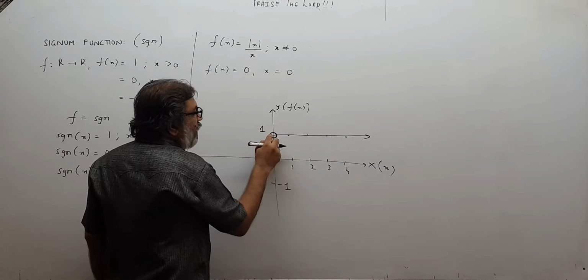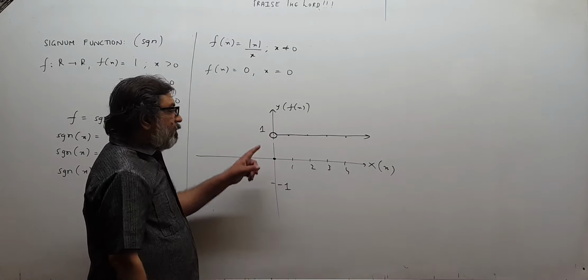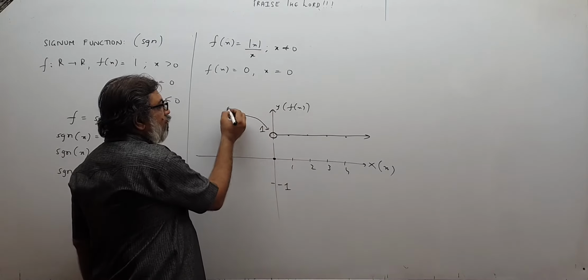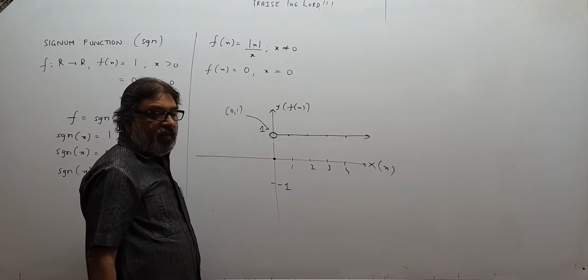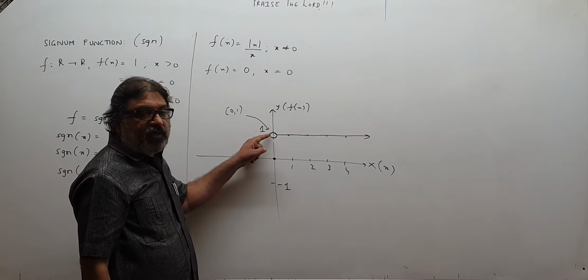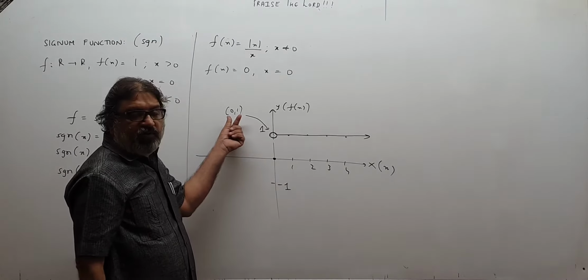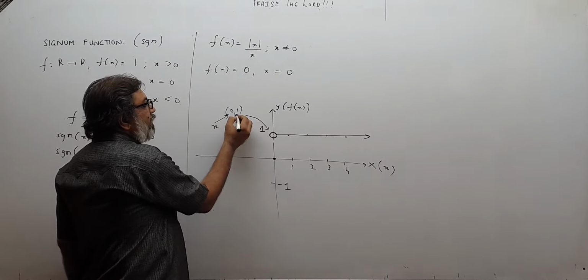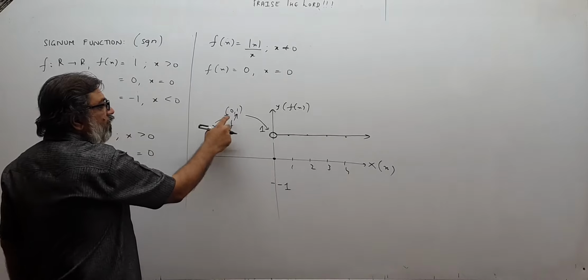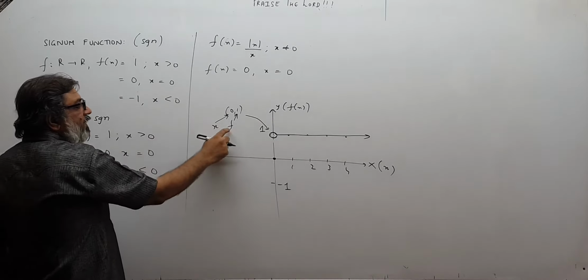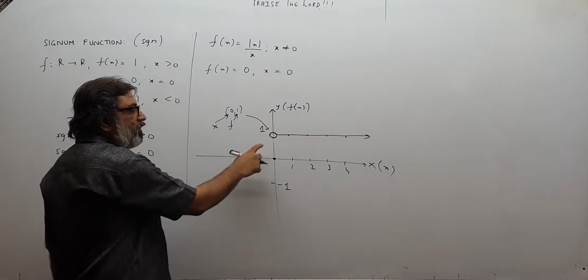This point won't be included. Incomplete circle, hollow circle, means the point is not included. This point has coordinates (0, 1). This point is not there in the graph. If this point was a part of the graph, that means when x is 0, the value of f is 1. That is wrong, because when x is 0, the value of the function is 0. So when x is 0, f cannot be 1. Therefore this point cannot be there on the graph.